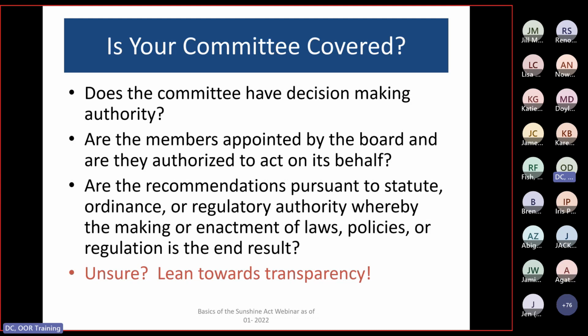Okay, then we come to what I believe is one of the most important data points lifted or spoken to by the court.